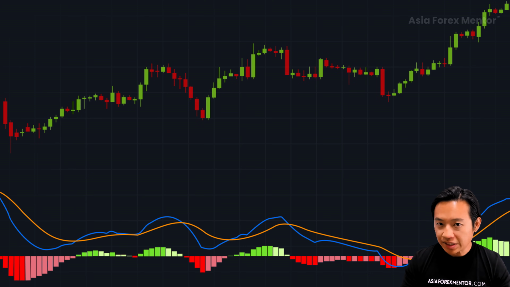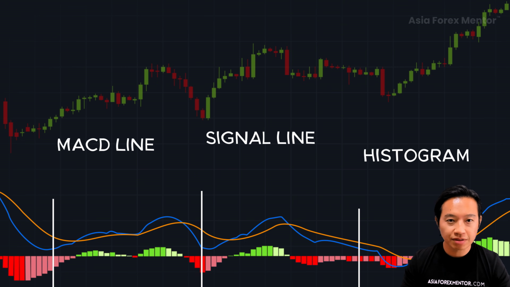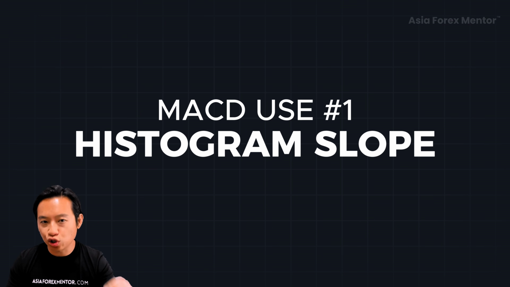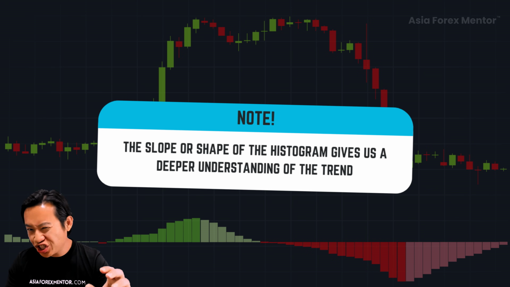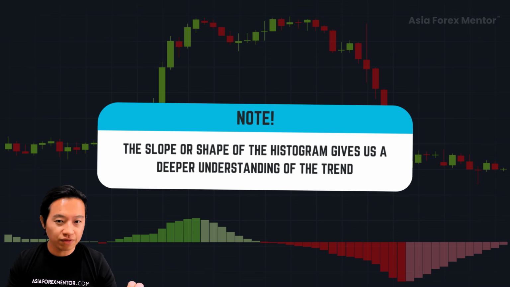Now, the three main components of the MACD: the MACD line, the signal line, and the histogram. Let's understand how to use these components in different market conditions. First one, the histogram slope. The histogram slope, or the shape of the histogram, gives you a deeper understanding of the trend.